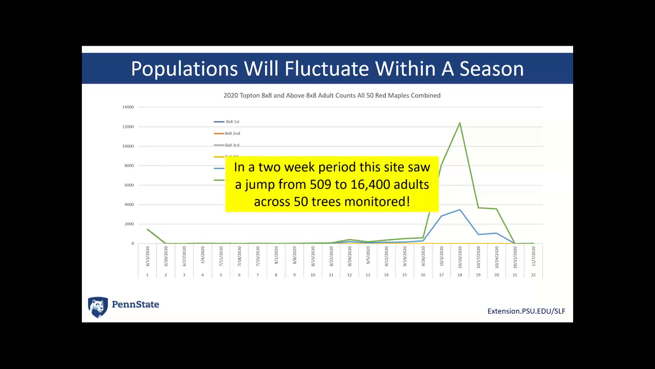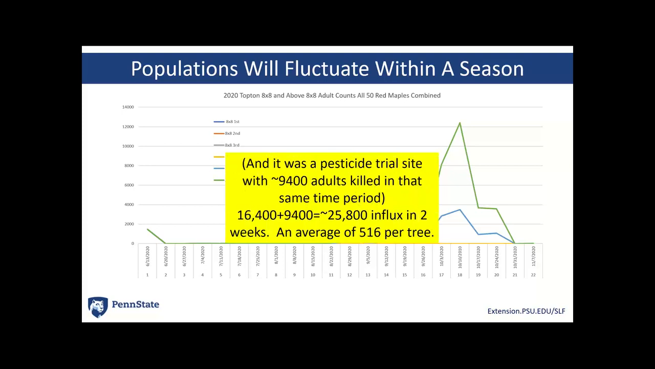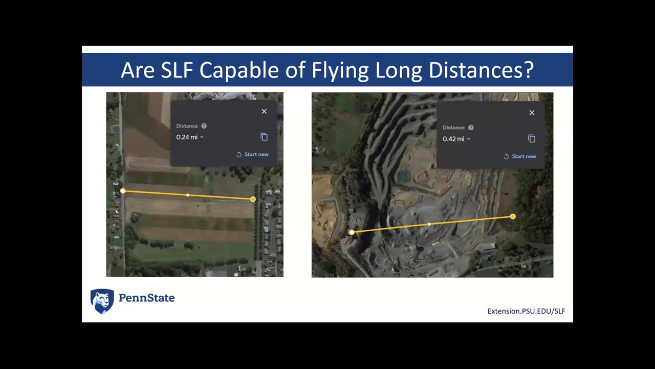In that 2 week period, it jumped. It jumped from 509 on the 50 trees to over 16,000. And it was a pesticide trial site. We killed about 9,500 that we know of with the pesticides. So you saw that influx jumped by almost 26,000 in a 2 week period. And that's a freak out point for a lot of people.